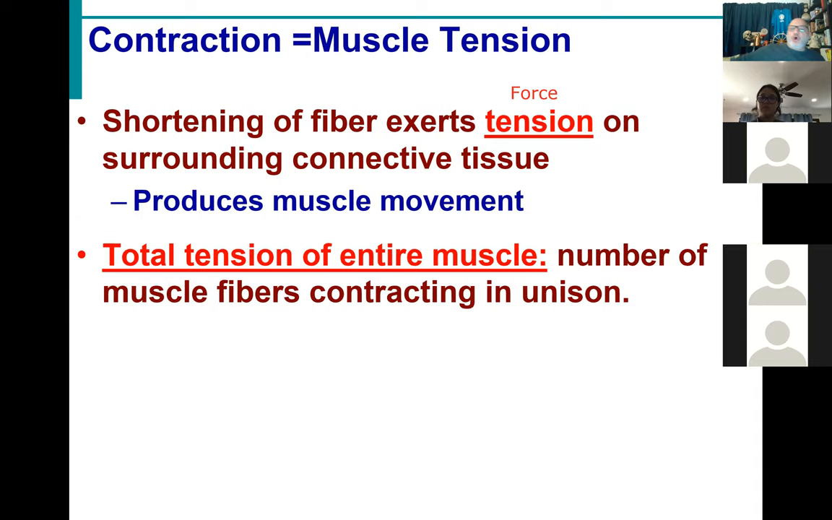Now, the total amount of tension that a muscle like the bicep brachii can produce is going to be determined by how many muscle cells are all pulling and contracting together in unison. All right, so whether or not you can lift that Volkswagen bug is going to be determined by the size of your muscles, the number of muscle cells you have, the number of myosin heads that you have in it, and how much total tension you can produce.